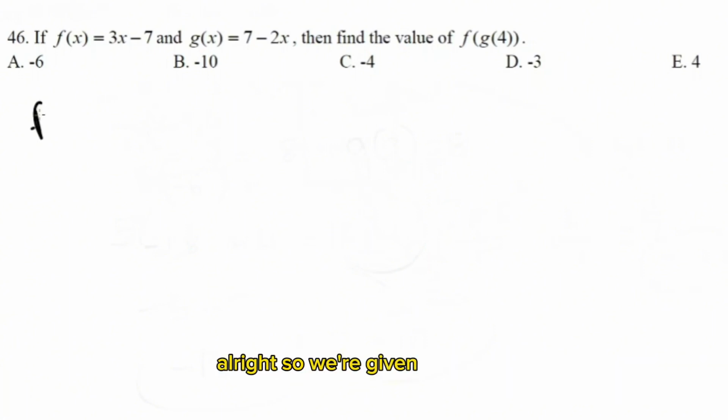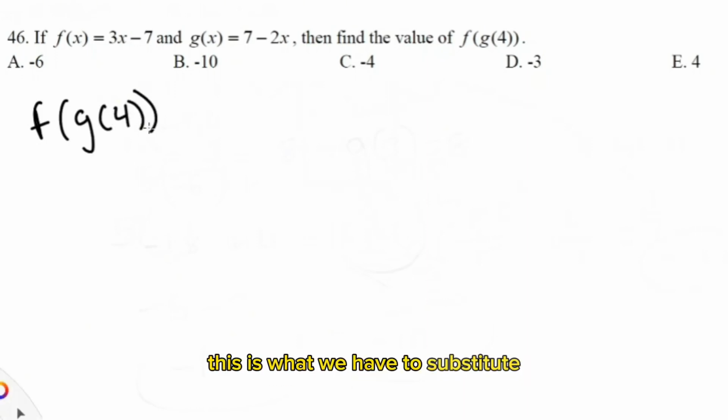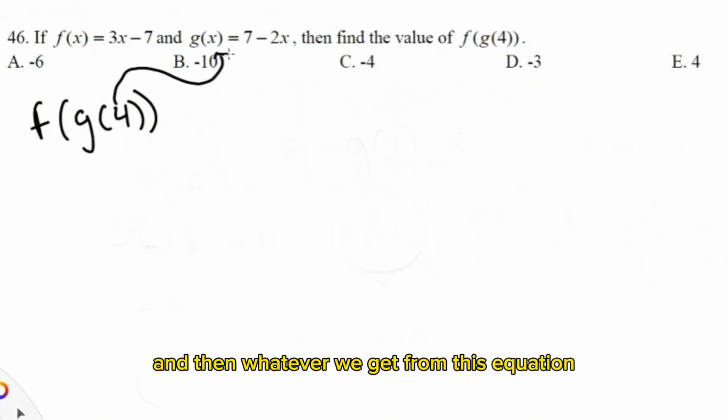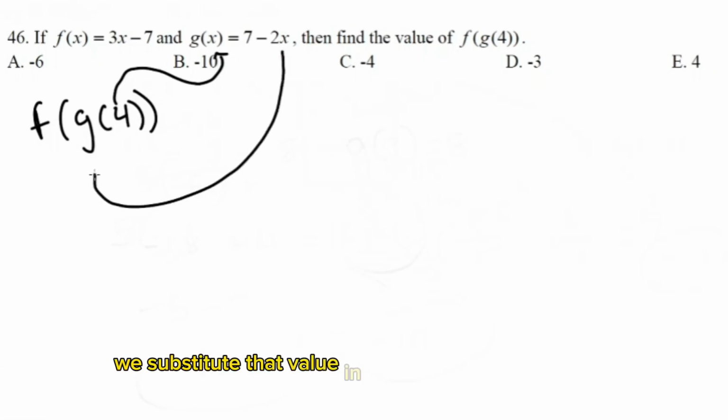Alright, so we're given f of g of 4. This is what we have to substitute. Okay, so this might seem a bit confusing, but it's actually very simple. All we have to do is substitute this 4 in for x in g of x. So this 4 will go right where x is. And then whatever we get from this equation, we substitute that value in for this entire parentheses, and then we would put that into this f statement.